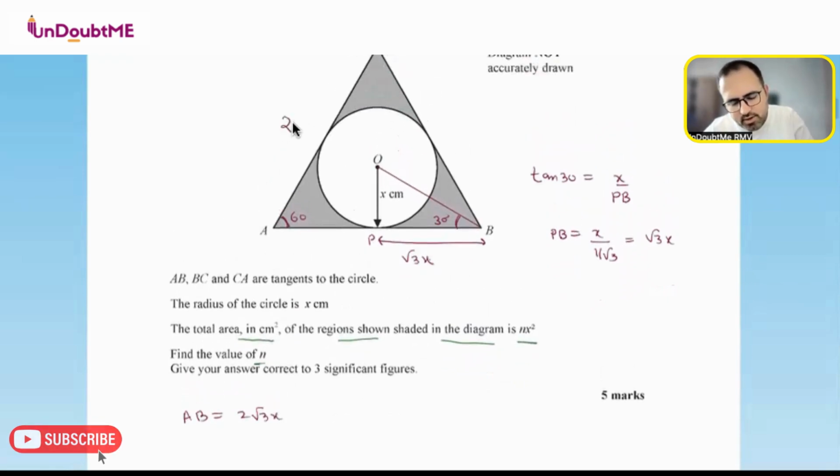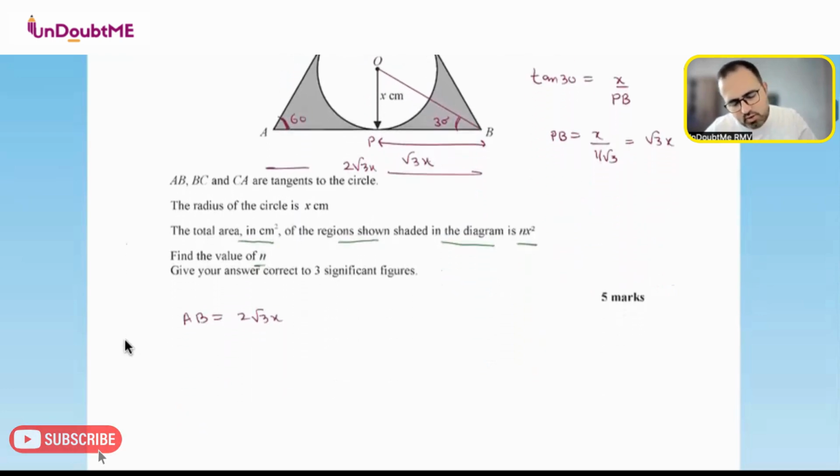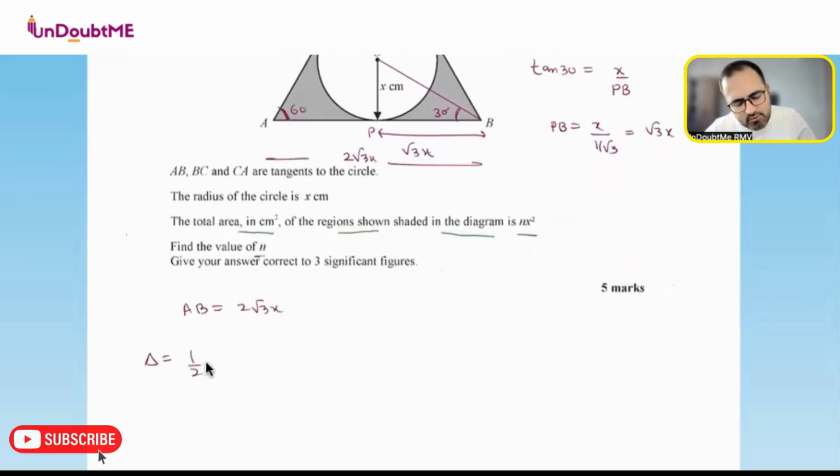Now for this equilateral triangle, if I have two sides, 2 root 3x, 2 root 3x, and I have angle between them, I can get area using the formula which we have just discussed. So area of triangle will be half 2 root 3x, 2 root 3x times sine 60.